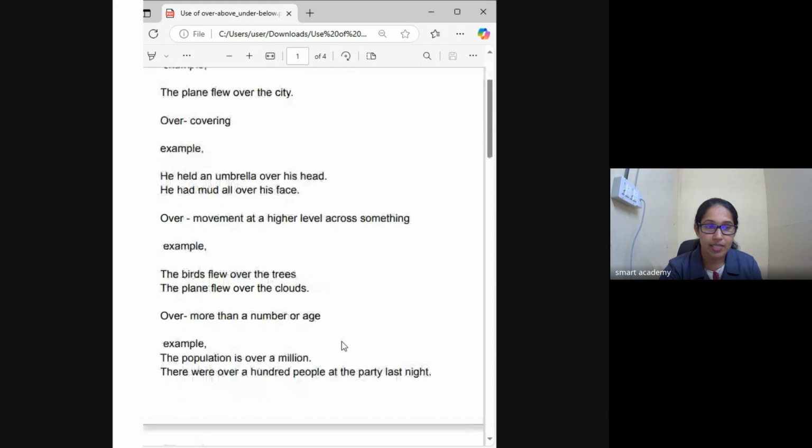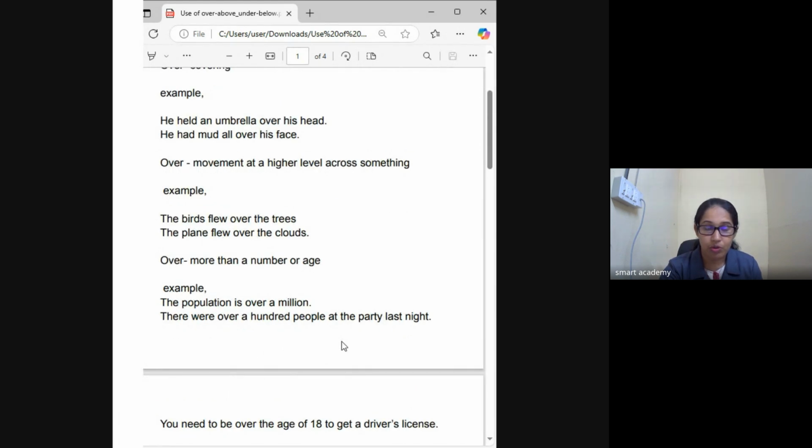Clear? The next one is to refer to more than a number, amount, age, whatever it is. We can use the preposition over. The population is over 1 million. There were over 100 people at the party last night. Children over the age of 12 pay the full price.